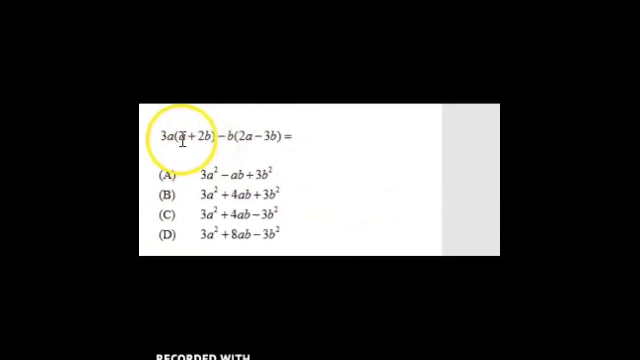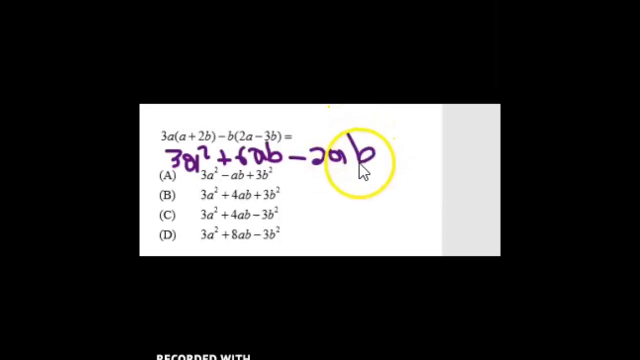Here we're going to multiply what is outside of the bracket with what is inside of the bracket. So 3a times a is 3a squared. 3a times 2b would have been positive 6ab. Negative b times 2a would have given us negative 2ab. Negative b times negative 3b would have given us positive 3b squared.